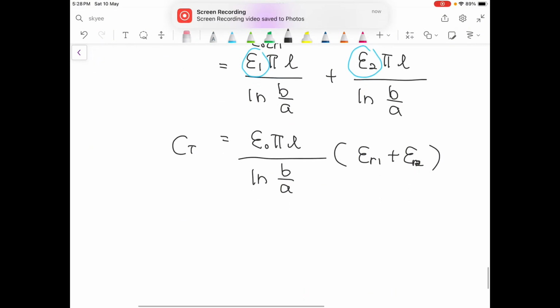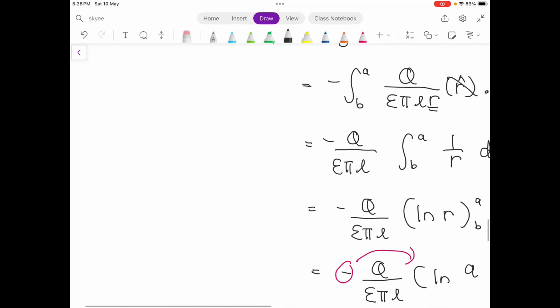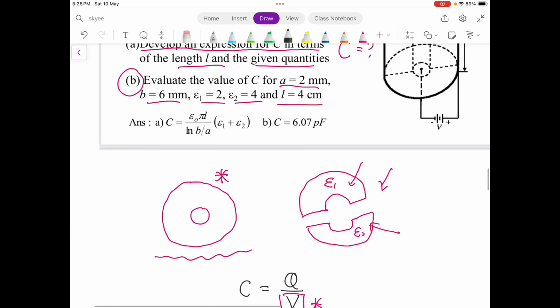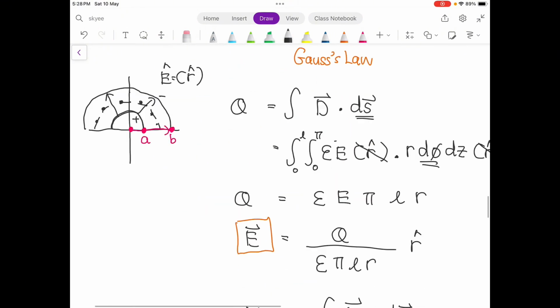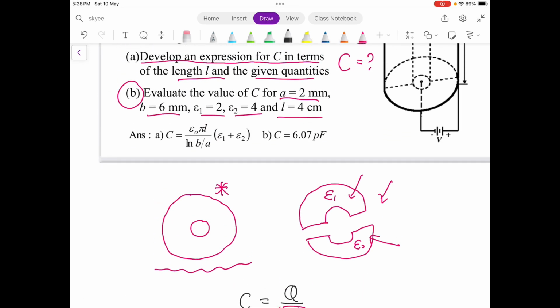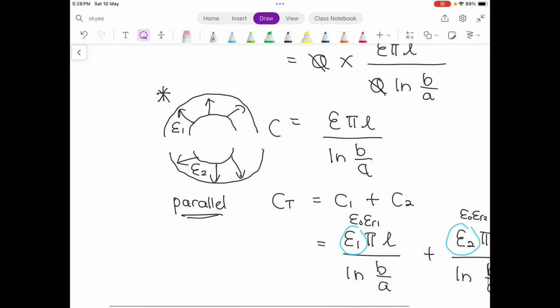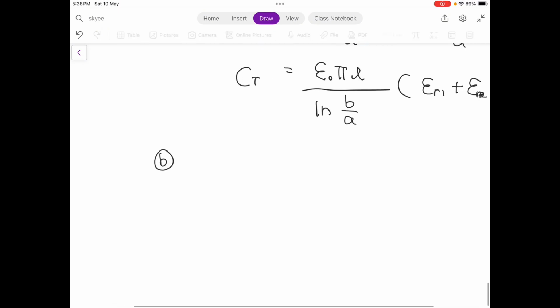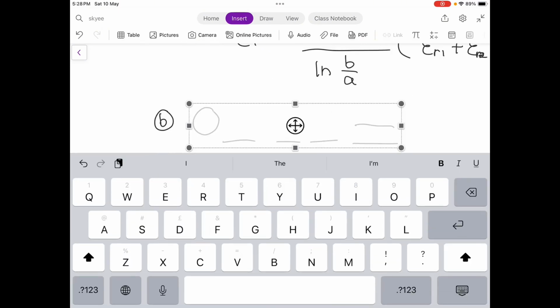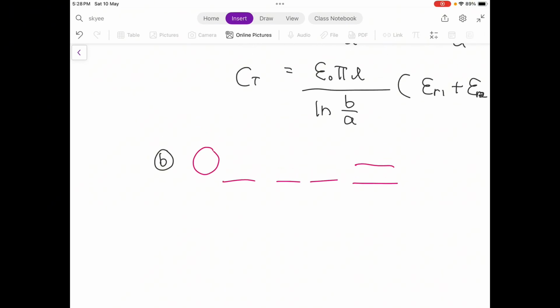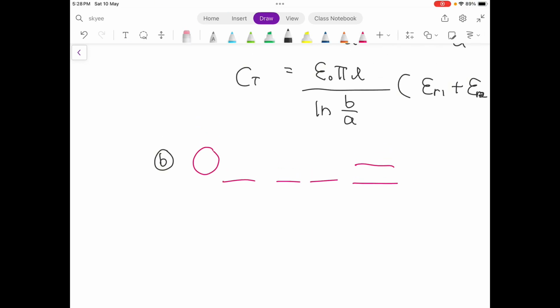So we are moving to question B, where we have to find the capacitance given the values. These are the values given. Let me copy this one. Oh, I cannot copy it. It's okay, let me write down the values.